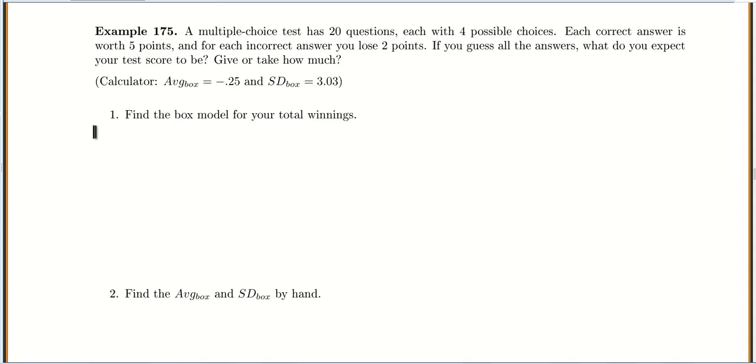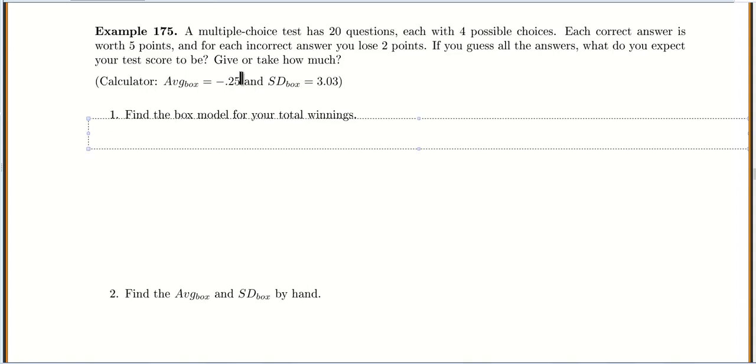And once again, I've given you the calculated values for the average and standard deviation in the box, but we're actually going to find these by hand. So the first step is to write down the box model. Your test score is like the sum of how many draws? It's 20 questions, so it's like you're doing this 20 times. So 20 draws from the box. Okay, and then what goes into the box?